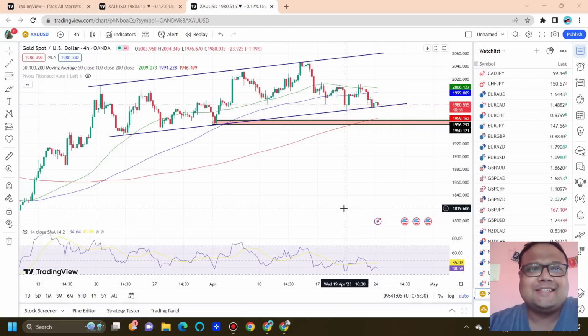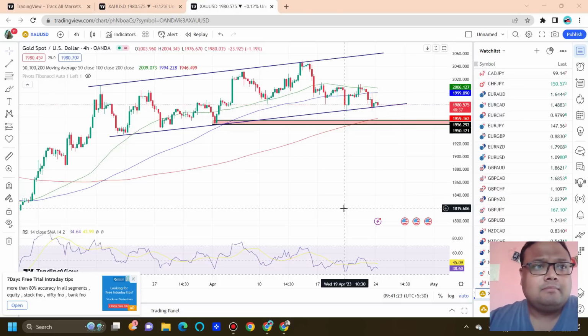So let's get started. My dear friends, this is the 4 hour chart of gold USD in front of us. And as you can see, the market has not come out of the weekend vibe yet. The market is sleeping right now. Right now, gold is standing at 1980 and as expected, the market is behaving like a typical Monday market.